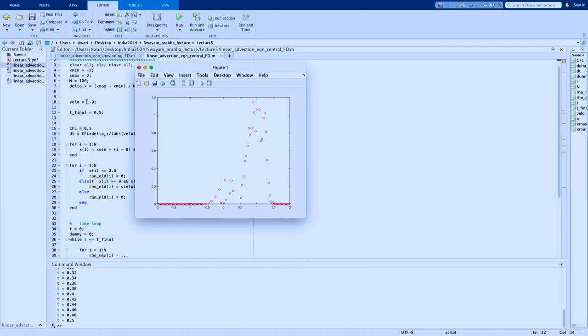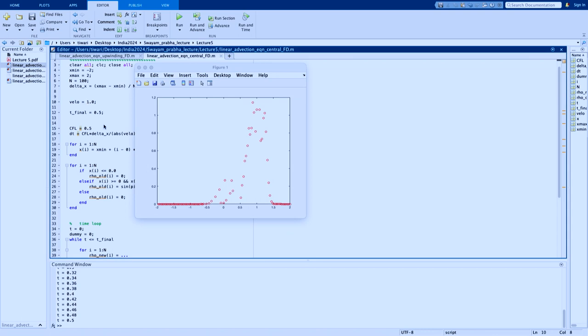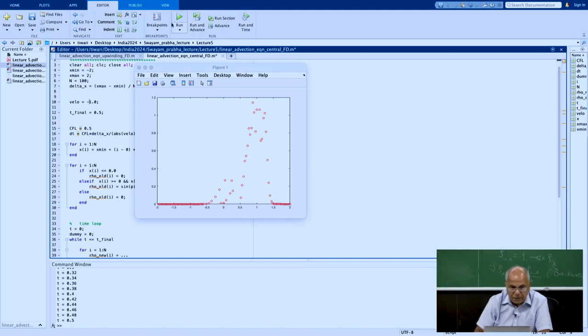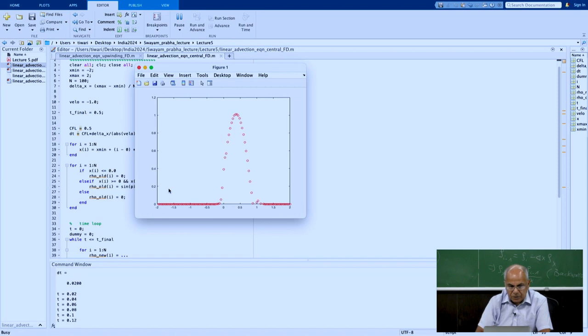What will happen if I give a negative value? If the velocity a is minus 1, the wave should run to the left side. Now it goes to the left, but again we have the oscillation. It is the same whether it is positive or negative.